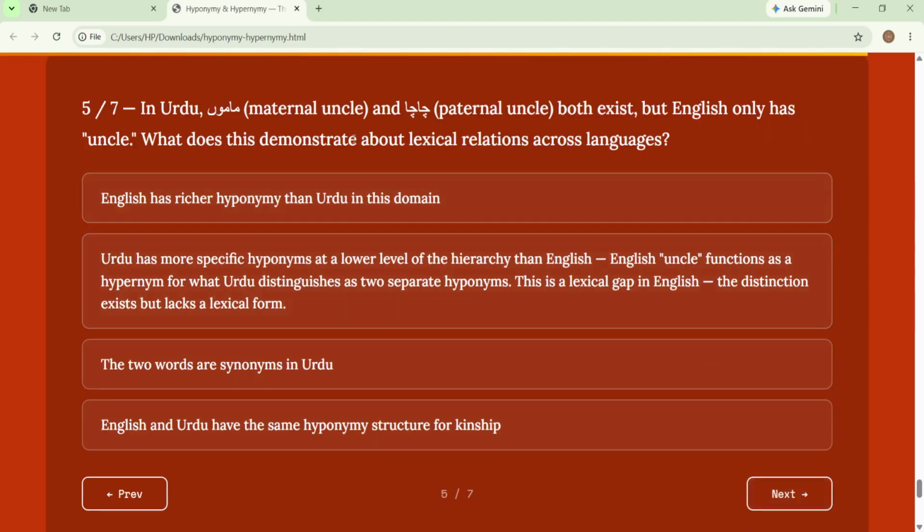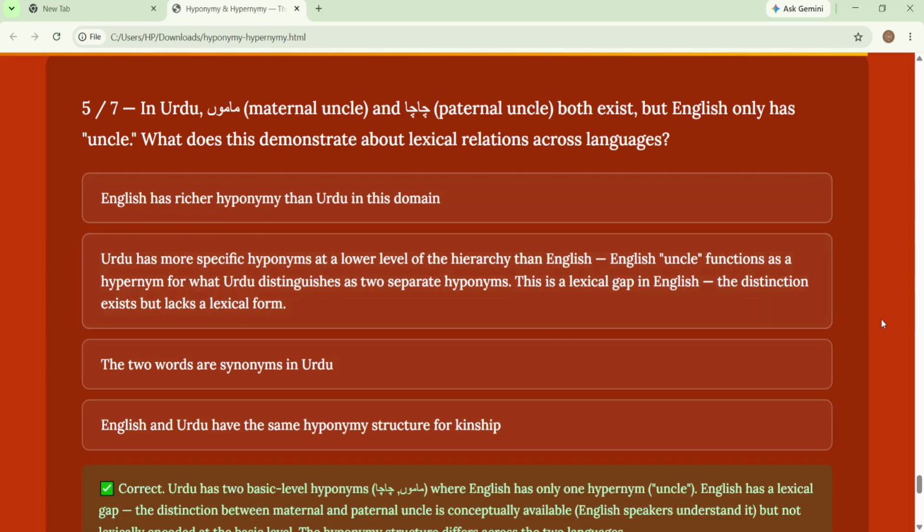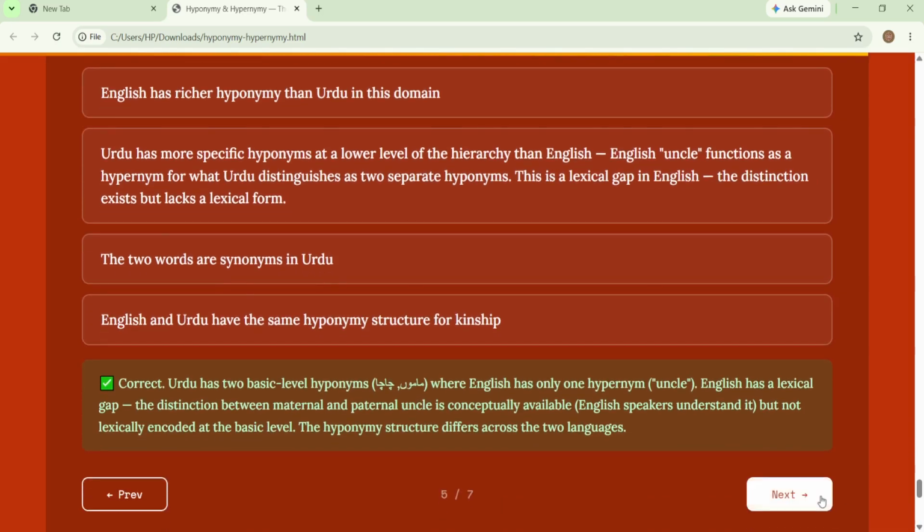In Urdu, mamu, maternal uncle, and chacha, paternal uncle, both exist, but English only has uncle. What does this demonstrate about lexical relations across languages? Urdu has more specific hyponyms at the lower level of the hierarchy than English. We have already discussed it many times.